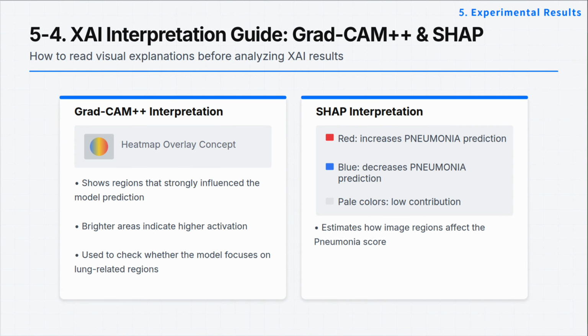This slide explains how we interpreted the Grad-CAM++ and SHAP results. Grad-CAM++ visualizes which regions the model focused on during prediction, and brighter areas indicate stronger activation. SHAP shows how each region contributed to the prediction score. In SHAP visualization, red regions increase the probability of pneumonia, while blue regions contribute to a normal prediction.